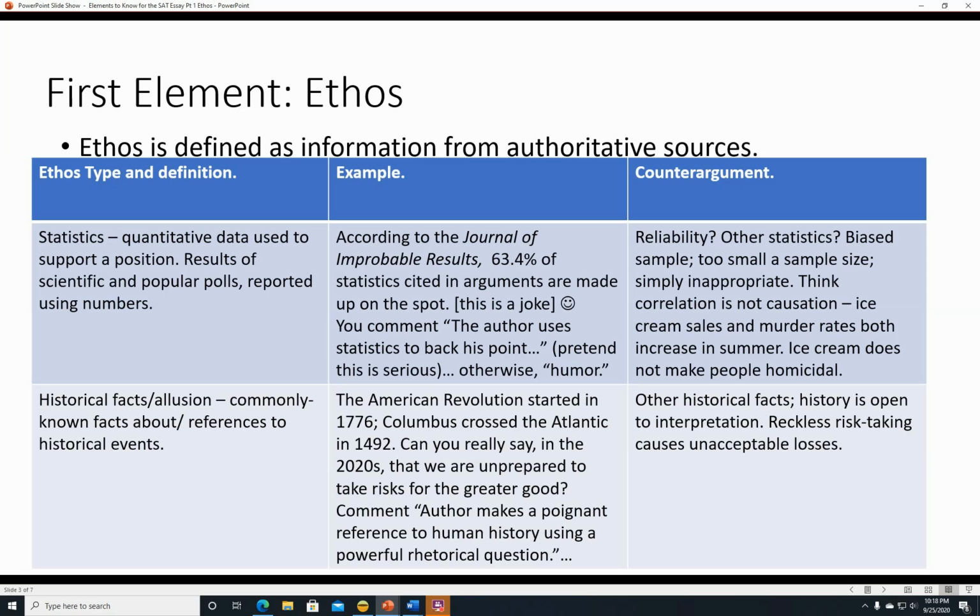Historical facts illusion. Commonly known facts about references to historical events. So the American Revolution started in 1776. Columbus crossed the Atlantic in 1492. So they might be making an argument, can you really say in the 2020s that we are unprepared to take risks for the greater good? So you could make a comment, the author makes a poignant reference to human history using a powerful rhetorical question.